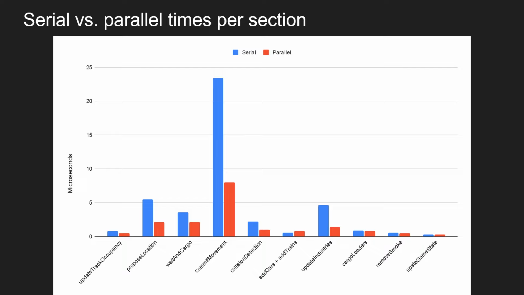What I think is also somewhat impressive is even for extremely short duration things, I was able to achieve a speedup. In particular, updating the track occupancy was not something that was entirely trivial to parallelize, and it took only 3/4 of a microsecond in the serial code, but I was able to reduce that to half a microsecond in the parallel code.